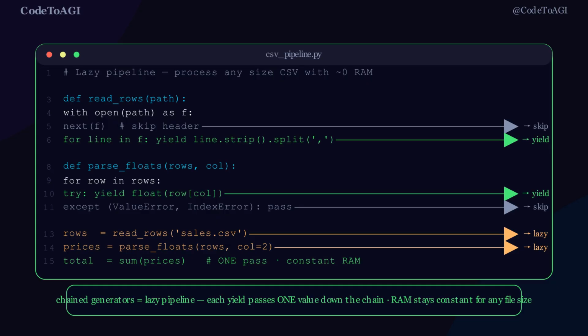To build the pipeline, we call read_rows on our file, pass the result to parse_floats, then call sum on the result. At no point do we load the entire file into memory. Each generator yields one value, passes it to the next stage, and immediately throws it away. This pipeline uses the same RAM whether the file has 1,000 rows or 1 billion. That is the power of chained generators.